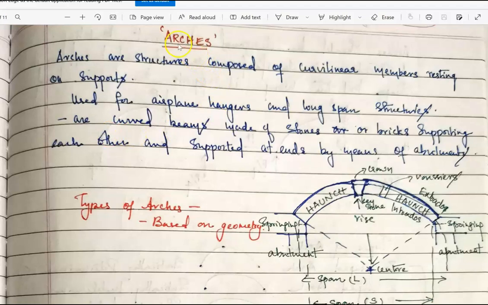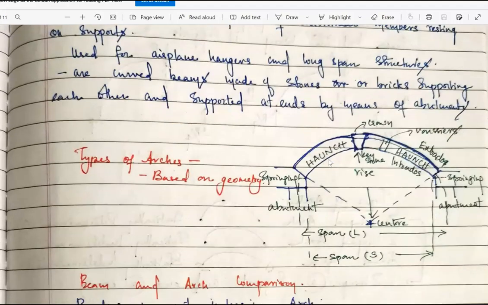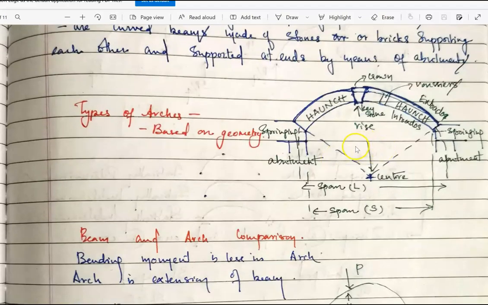So we'll see arches in detail. Arches are structures composed of curvilinear members resting on supports, and they are used for airplane hangars and long span structures. They are curved beams made of stones or bricks supporting each other and supported at ends by means of abutments. Now you have various types of arches based on geometry, and now you have a figure over here.